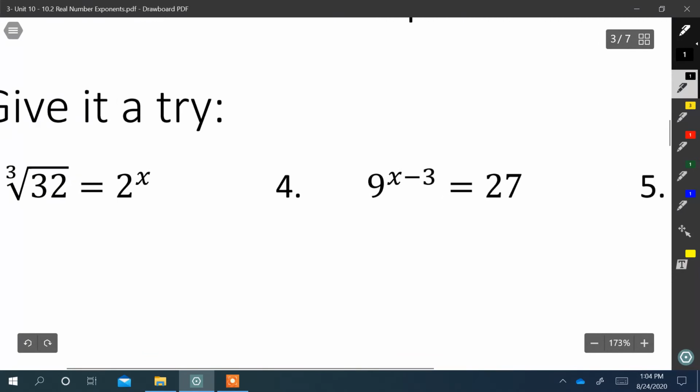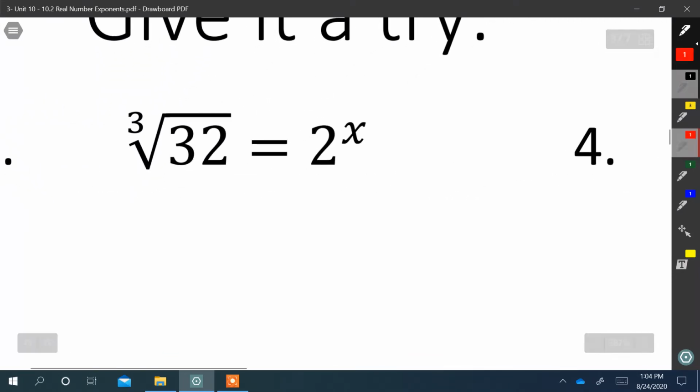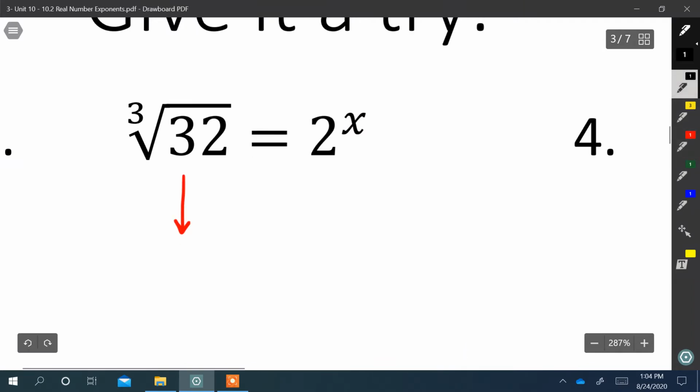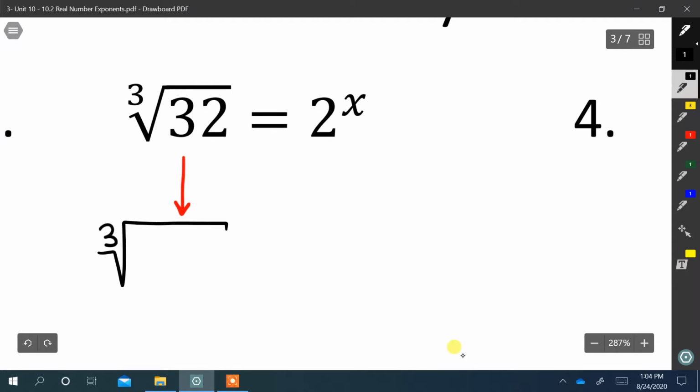Okay, example number 3 here. Our goal is to solve for x. So we want to figure out what that is going to be. Well, first of all, let's rewrite this in such a way that I have the same base. So that 32, since I have a 2 right there, I want to have the same base. So I'm going to write it in terms of 2. So 2 to the what is going to be 32? Well, 2 to the 5th power.